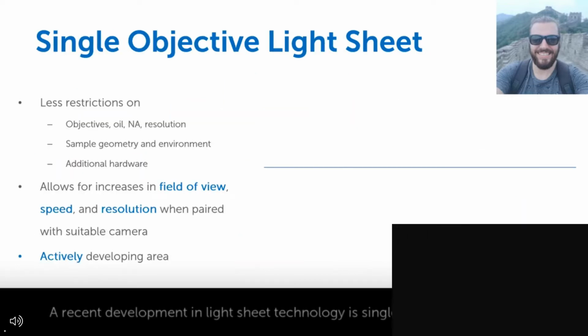A recent development in light sheet technology is single objective light sheet. By having one objective doing both the illumination and the detection, this allows you to take off the restrictions on your objectives. Now you can use oil objectives, you can get a higher numerical aperture, you can get higher resolution. You can also have different shapes and environments of samples. You can have these things inside closed atmospheres so your cells can be live while you're imaging them, and you can add additional modular hardware to them.